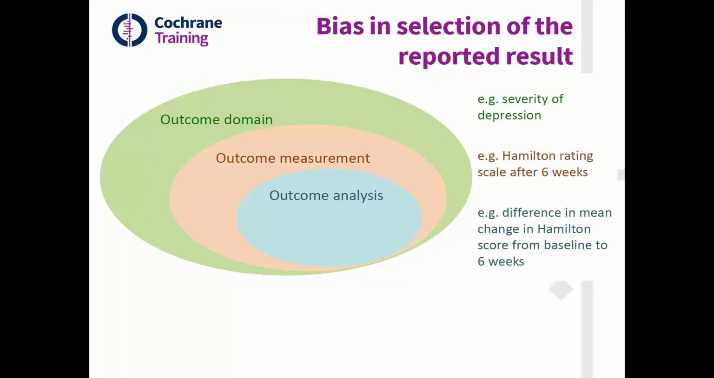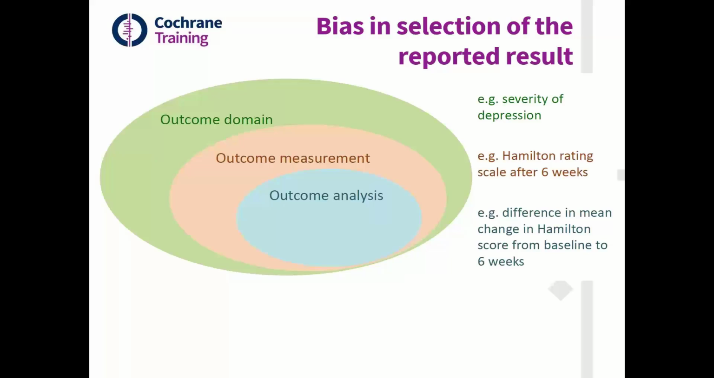To help understand what ROB2 is getting at in this particular domain, it's helpful to define a couple of the core terms that we use within the ROB2 tool. So we need to think about, for a particular outcome, there can be the outcome domain. So that's the major construct of which the outcome is assessing. That might be something like severity of depression, or pain, or mortality, or risk of cancer.